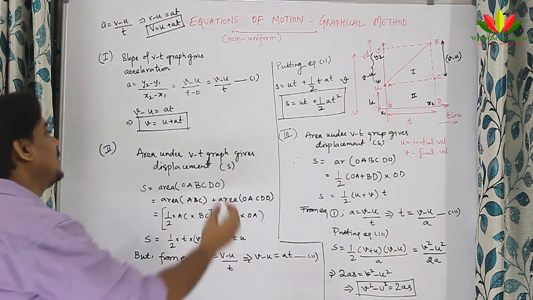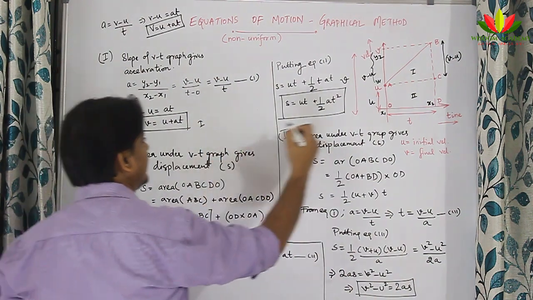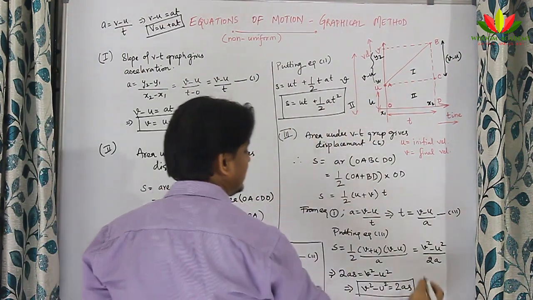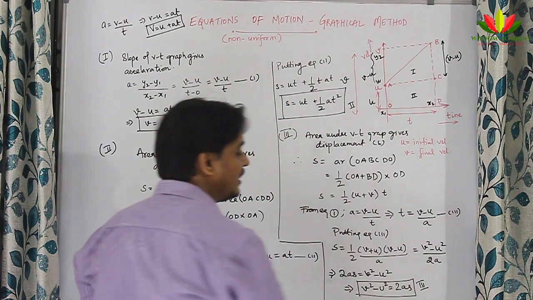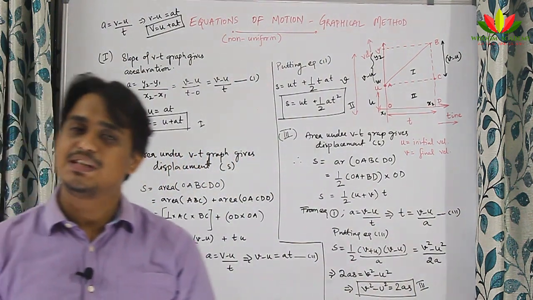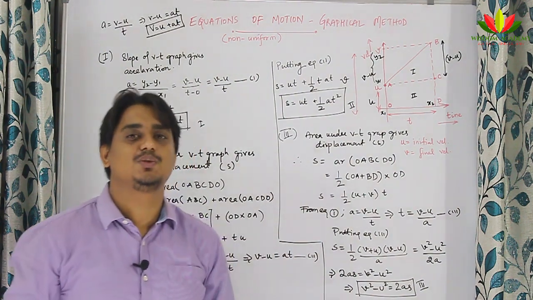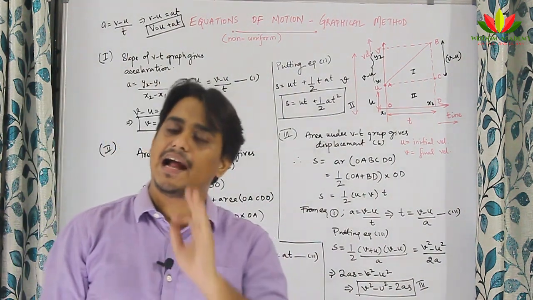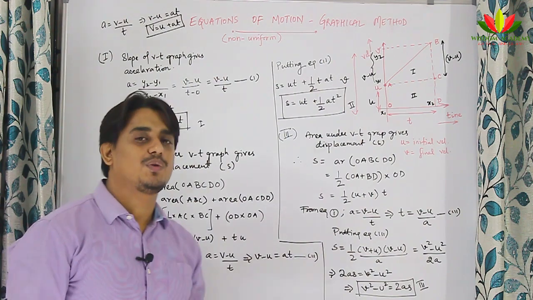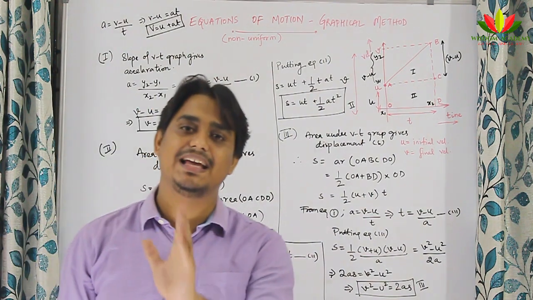So, this is the first equation of motion, this is the second equation of motion, and this is the third equation of motion. What is the first equation of motion? V is equal to U plus AT. What is the second equation of motion? S is equal to UT plus half AT square. And third equation of motion, V square minus U square is equal to 2AS.